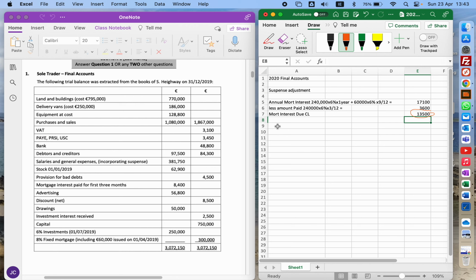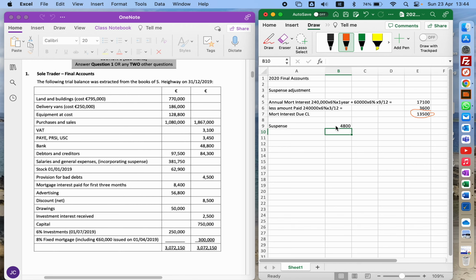Okay, so the suspense. So it says mortgage interest for the first 3 months is 8.4. Actually, I'm going to double check that number. Yeah, okay. So 8.4 is the figure we have in, but that figure should be 3.6. So we're, what, 4,800 too much? Is that right? So suspense, I'll just quickly check that. So 8,400 minus the 3.6. So that's the figure we're out, okay?